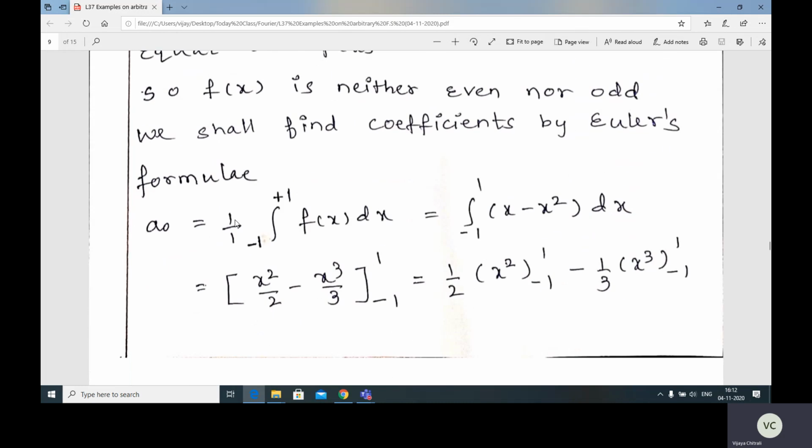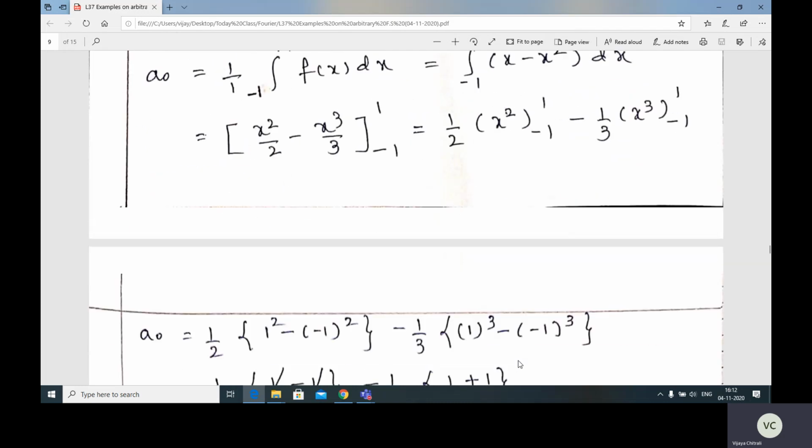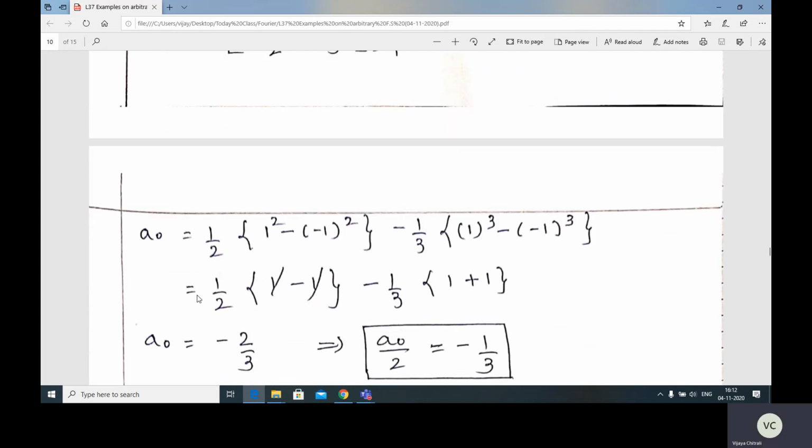So a naught is equal to 1 by L. L is 1, so 1 by 1, integration from minus L to L, minus 1 to plus 1, f of x dx. In this interval, the function is x minus x square. Now integrate this with respect to x. Integration of x is x square by 2 minus integration of x square is x cube by 3. Limits minus 1 to plus 1. Substitute upper and lower limit.